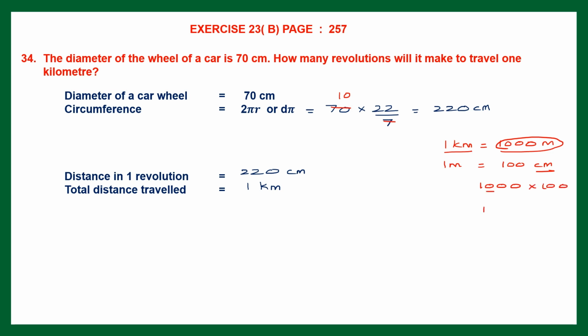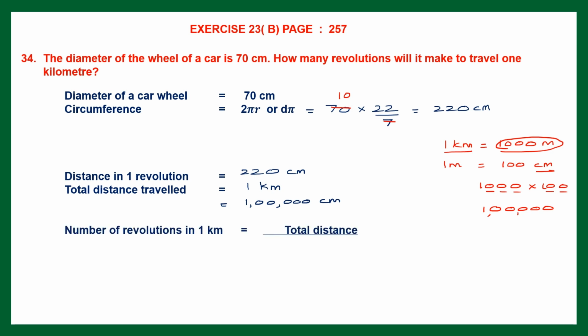Let's count the zeros. 1, 2, 3, 4, 5. We have 5 zeros. So here what do we have? We have 1 lakh. That means the total distance traveled in centimeters will be 1 lakh. So 1 kilometer is now converted to centimeters. That has now become 1 lakh centimeters. So now we have to find the number of revolutions.